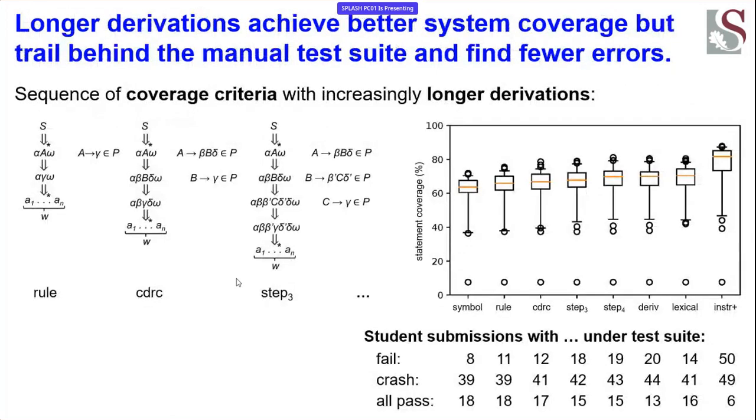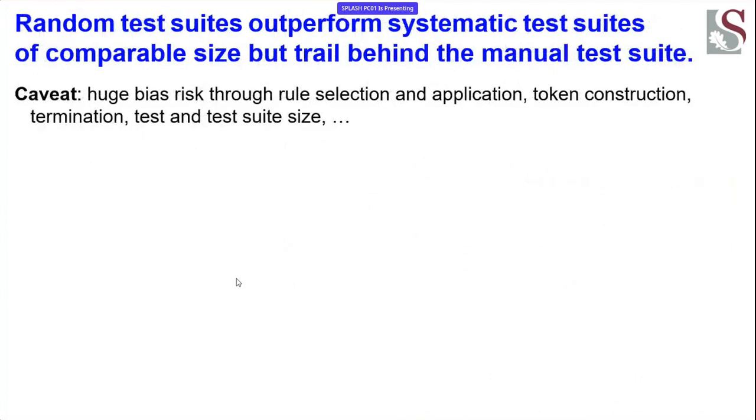So what about brute force and bloody ignorance using random test suites? Now here the picture becomes more interesting. We learned that random test suites outperform systematically constructed test suites of the same size, but they're still behind the manual test suite. So if you want to generate tests, don't bother with anything smart, just randomly generate tests.